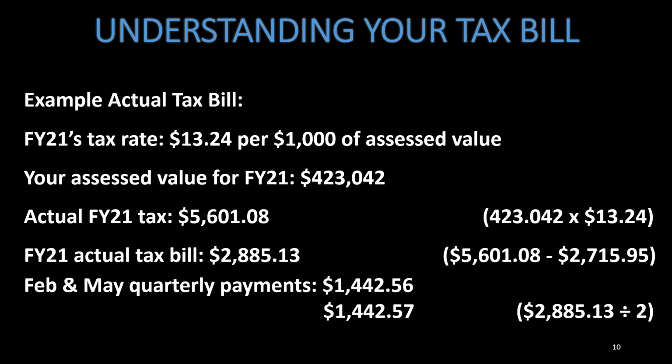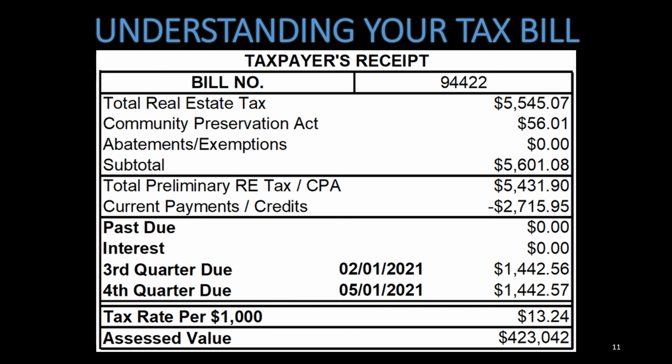What does this actually look like when you receive your tax bill? You would see in the upper right-hand corner of the tax bill, again under that taxpayer receipt section, your total real estate tax as being the first line, and then what your Community Preservation Act surcharge is. Also on this bill, you have any abatements or exemptions that are applied.